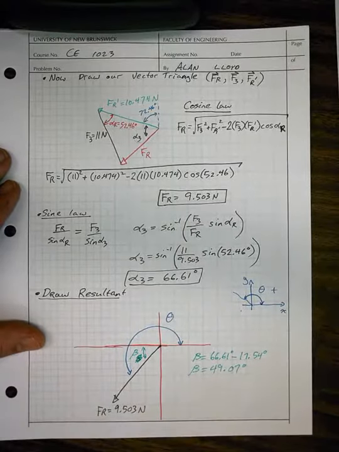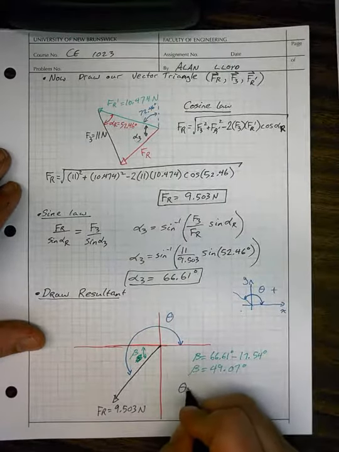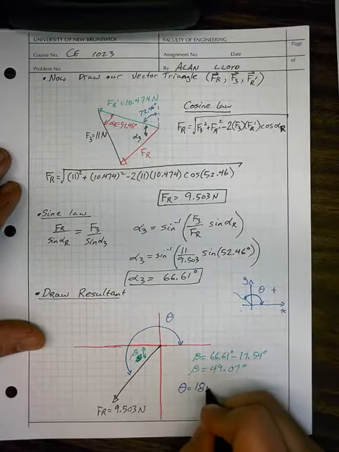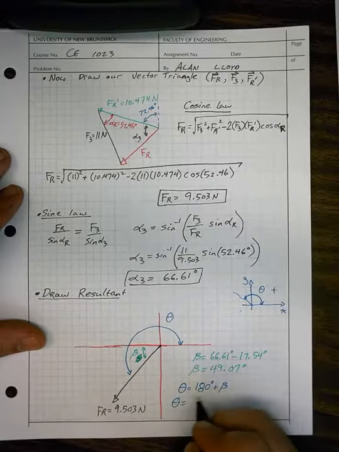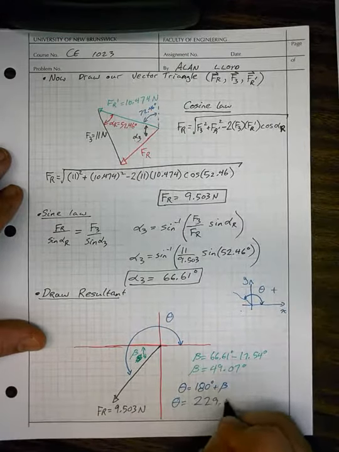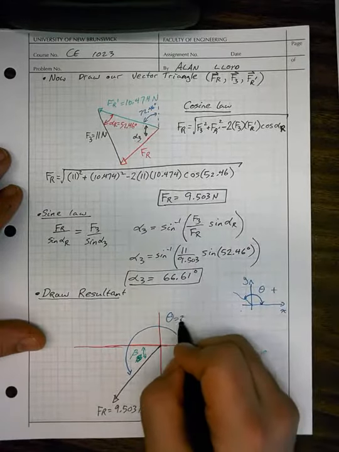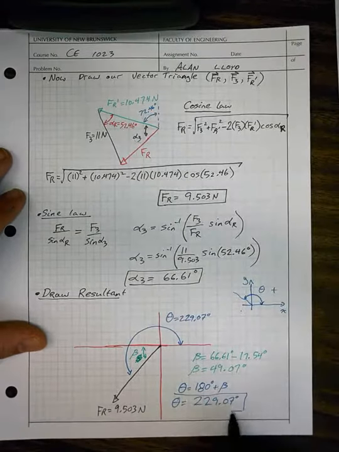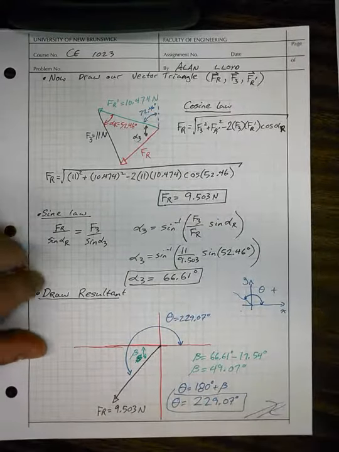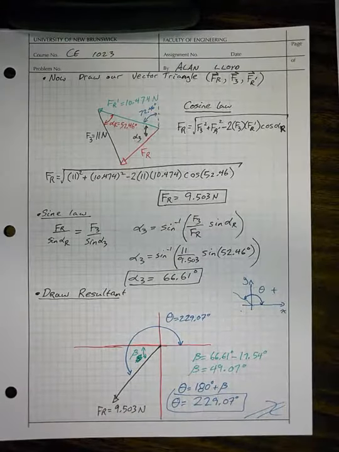And if we know beta, we can get theta is equal to 180 degrees plus beta. Theta is equal to 229.07 degrees. And we are done the problem. So in the next video we'll look at how to solve this using Cartesian force coordinate systems. In other words, we'll find it with Fx components and Fy components, and then convert that back into a vector system at the final answer.